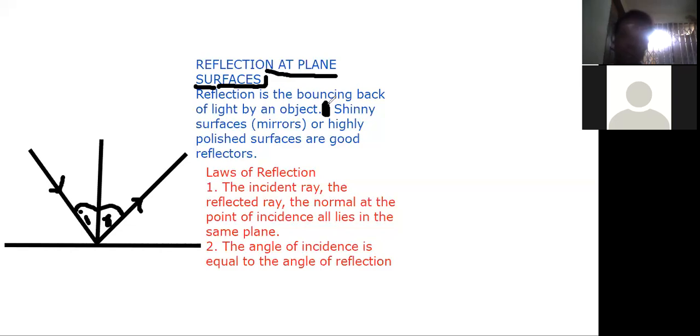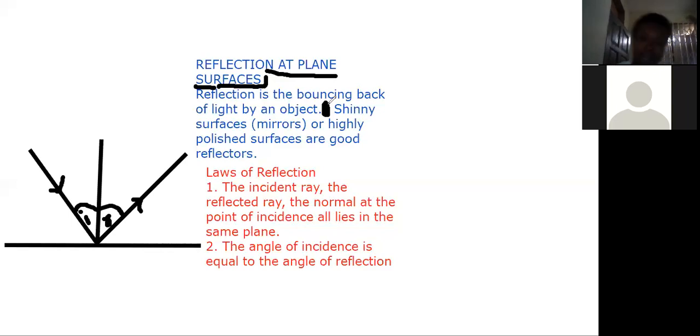Now, reflection is governed by two laws. The first law states that the incident ray, the reflected ray, and the normal at the point of incidence all lie in the same plane. The second states that the angle of incidence is equal to the angle of reflection.